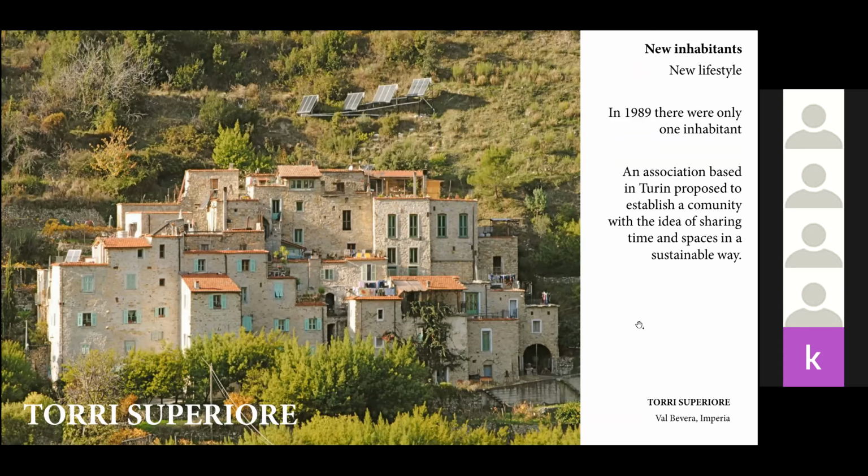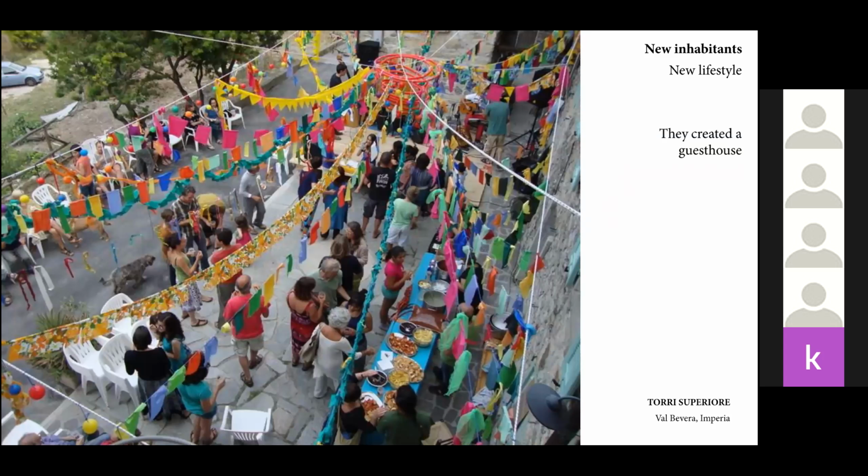So, for example, in Torri Superiore, they have common kitchens, they have a common living room, they share laboratories and so on. And so they eat together, something like this. And they established a guest house to attract some little economies from tourists. And of course, people can work remotely. So it is a good connection that allows people to live out of the metropolitan areas. I repeat, these are citizens that come back from the metropolitan city of Turin.